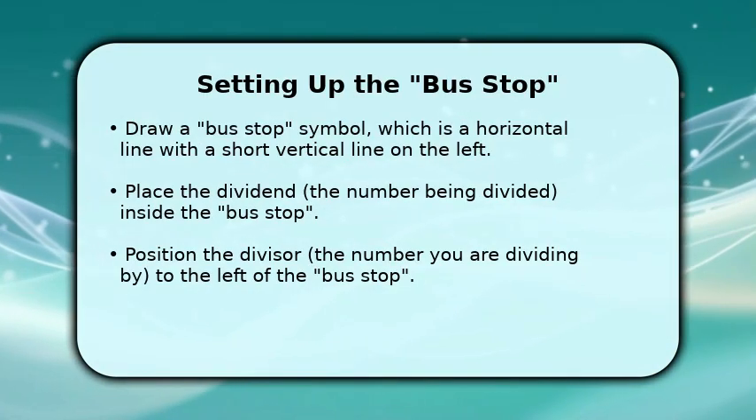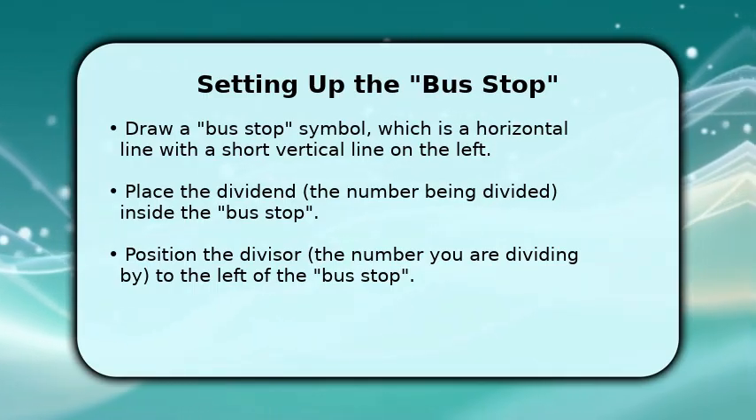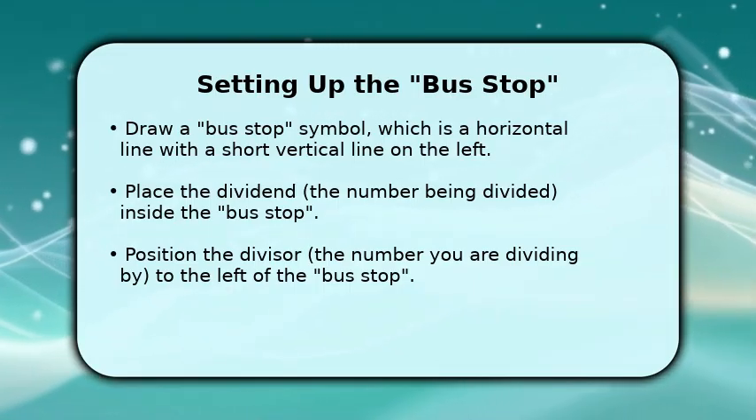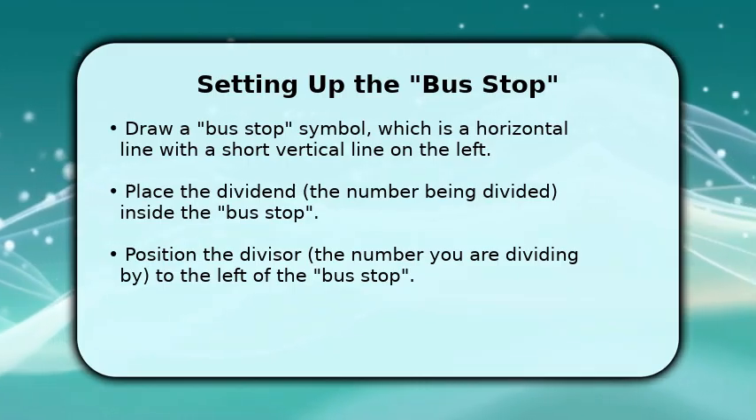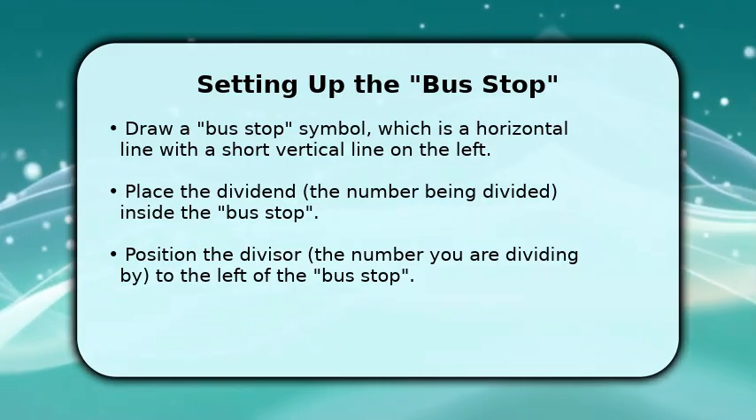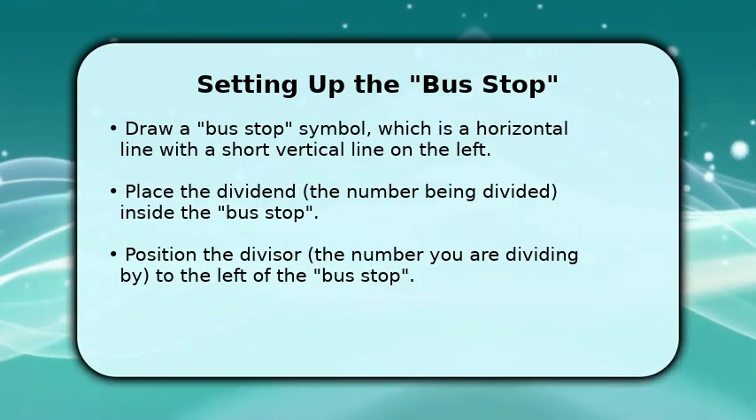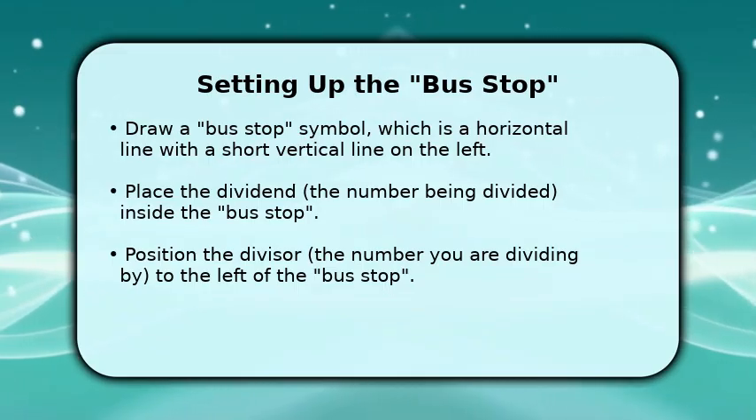Setting up your long division problem correctly is the first crucial step. Imagine a bus stop symbol. This is where your calculation will take place. The number you are dividing, known as the dividend, goes inside this bus stop structure. The number you are dividing by, called the divisor, sits just outside to the left. This visual arrangement helps keep your work organized and clear throughout the process.